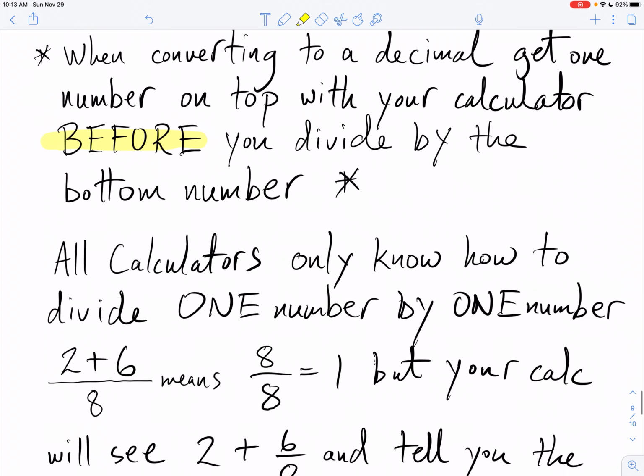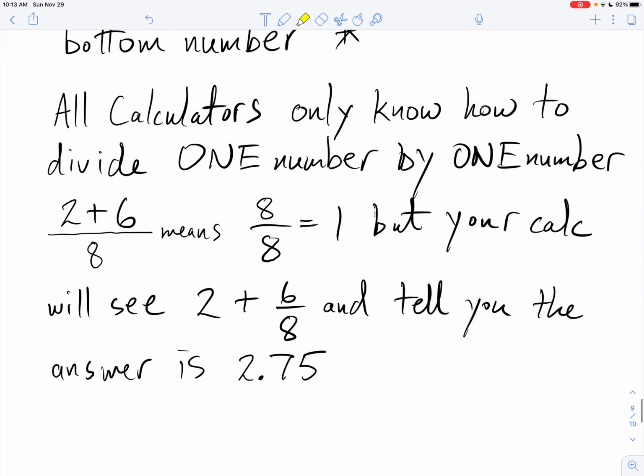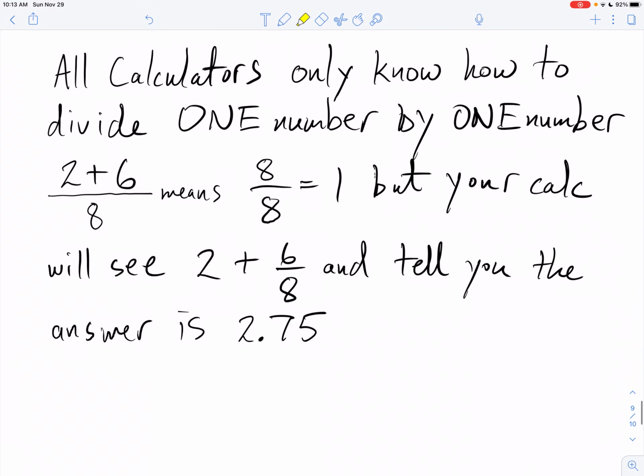The thing is, here I'm going to show you, and this is totally true. You can check this on your calculator. All calculators only know how to divide one number by one number. It's true. They all do this. So if I wanted to look at this statement here. You have a thinking brain, so you can look at that and go, oh, 2 plus 6 is on the top. That means 8. And the bottom is an 8. So 8 divided by 8, 1's the answer. That is true. That's the answer I want.